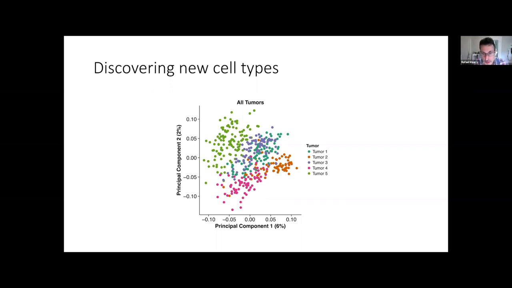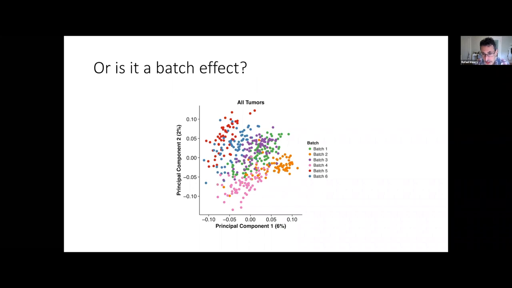But the thing that we noticed that was maybe problematic here is that, knowing how these things are processed, we knew that these were probably processed at different times, and in fact they were. So there were five tumors, and they were processed in six batches. And they're confounded completely, except one of the tumors was processed in two batches. That's five and six. So five and six are one tumor, and all the other ones are perfectly confounded. And you can see that the batch also, not surprisingly because it's perfectly confounded, has the same separation.